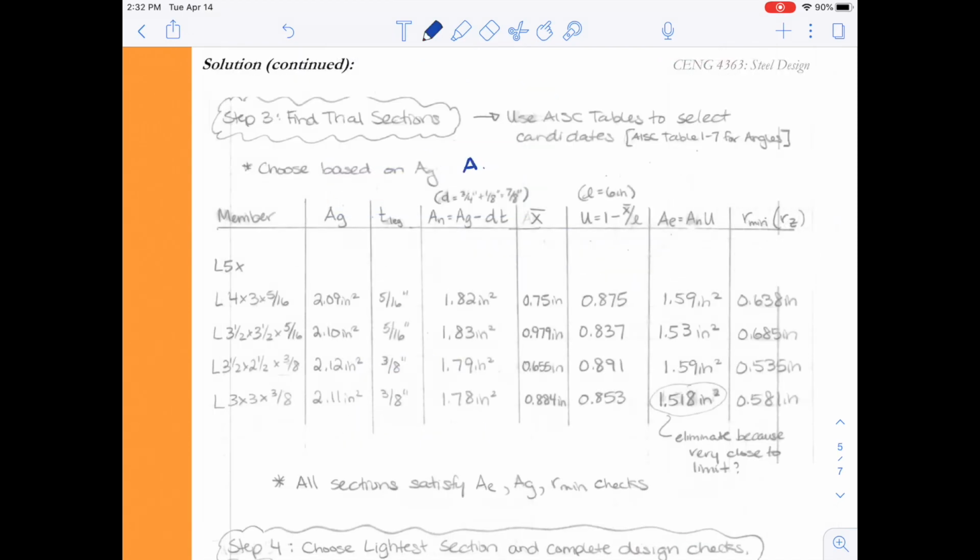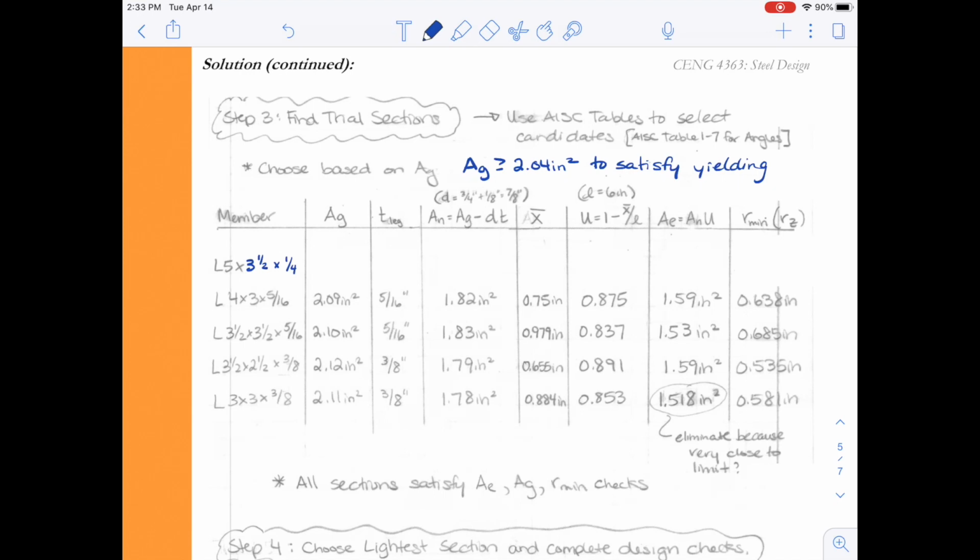All right, now it's time to pick a section, so we're going to have to open up our manual and take a look through the tables to find members. Now I'm going to start by picking members based on their gross area. And if we recall from our previous calculations, the gross area had to be greater than or equal to 2.04 inches squared to satisfy our yielding limit state. So we open up our manual and we take a look. Now you'll have to look at all the different types of angles, the different sizes, to figure out which ones have greater than 2.04 inches squared.